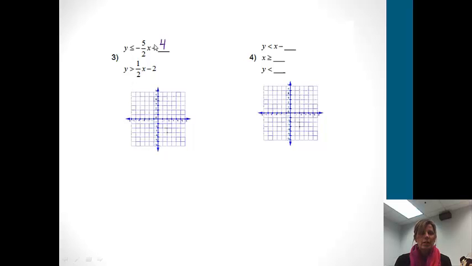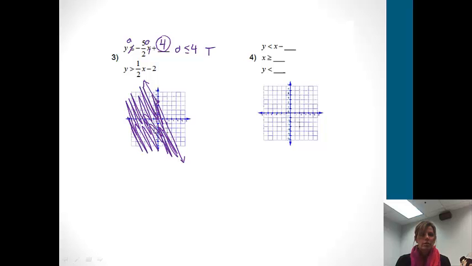Alright, I'm going to start up at 4. So starting up at 4, and then -5. So I'm going to go down 5 and over 2, down 5 and over 2. This is going to be a solid line because of the equal sign. And then when I test 0, 0, I get 0 is less than or equal to 4. That is a true statement. So I get to shade the side of the line that has the 0, 0 on it.